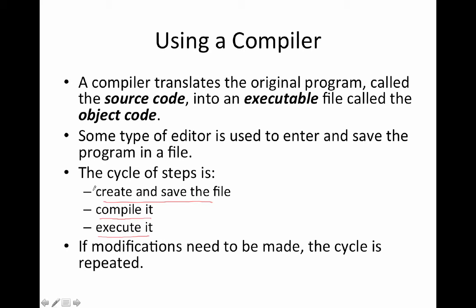So we go through these steps, 1, 2, 3, and then if you find once you've run or executed the program that it needs to have some modifications made to it, then you go back and you start this all over again. So you go back into the editor, you modify and save the file, you compile it again, you execute it again, and you keep going through that cycle until you get the program to work.